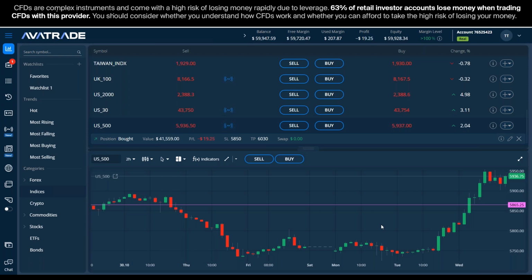Others might say, nah, it already climbed more than I wanted. If it pulls back, I'll get in. And that's okay too. So in that case, you'd put a pending order down lower and try and get a better entry point for your buy if that's what you wanted to do. Everybody's a little different about the exact preference of their entry point and exit point.